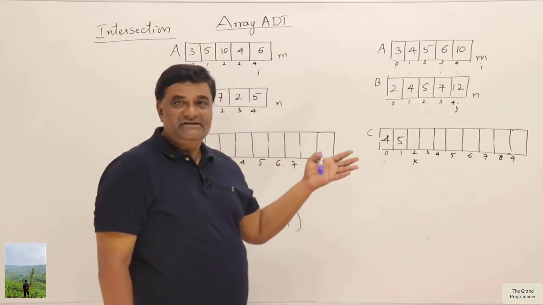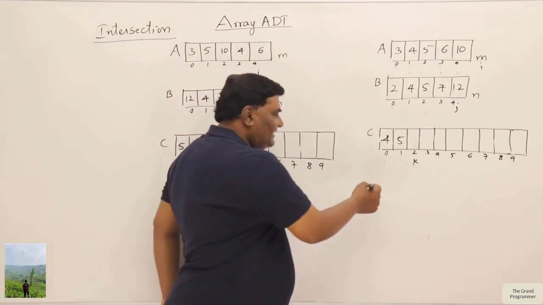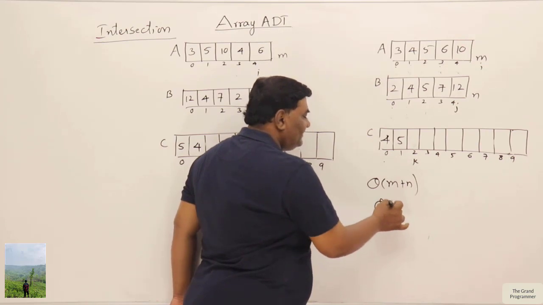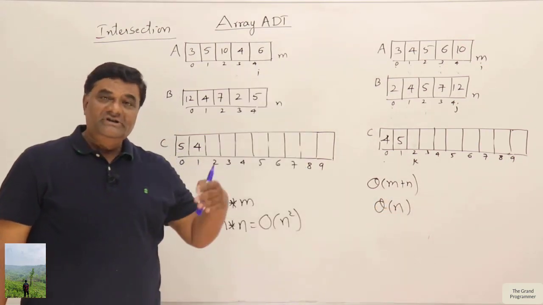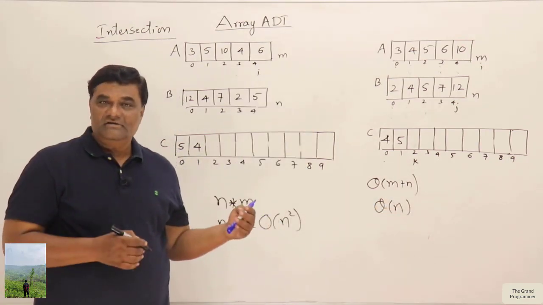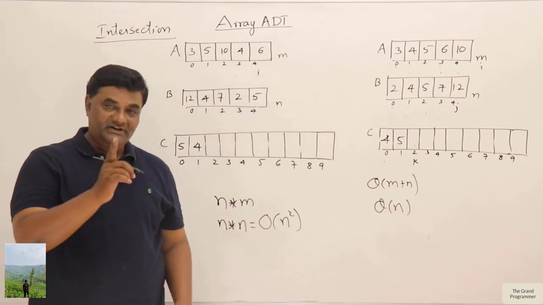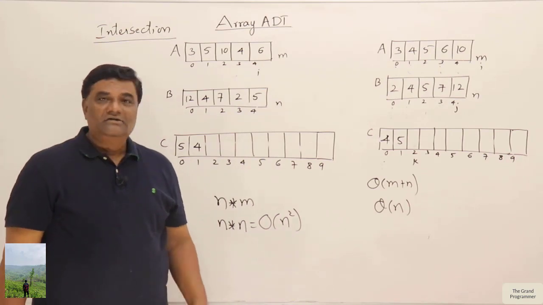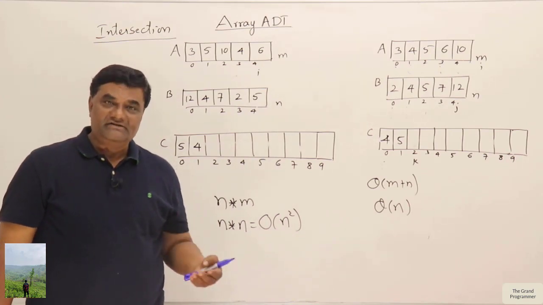So the procedure is the same as the merge procedure, and the time is theta of m plus n. In a single variable, it is n. So in union, if you remember, we were copying all the elements and duplicates one time, but in intersection, we are copying only duplicates. Now the next operation is finding difference.